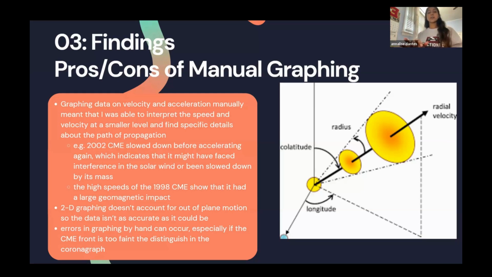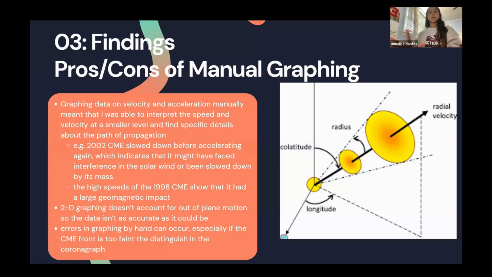And then another reason that manual graphing was really important is because the high speeds of the 1998 CME would indicate that it had a large geomagnetic impact. So what I can do is use the data that I found, with my kinematic parameters, and then compare that to the geomagnetic effect of these solar events and find a correlation between the kinematics, the speed and the acceleration, and how they impacted the Earth's geomagnetosphere.